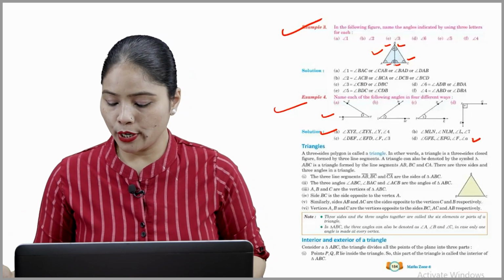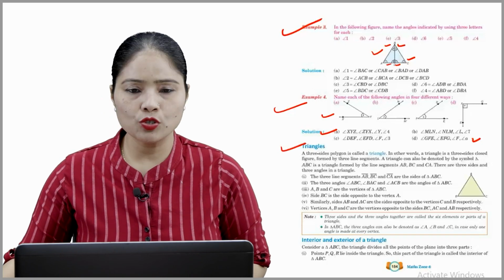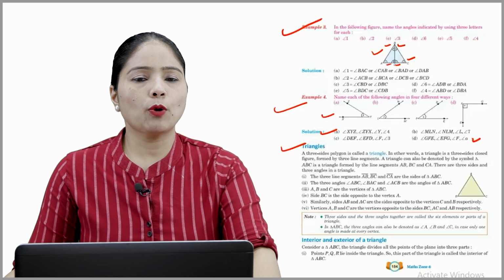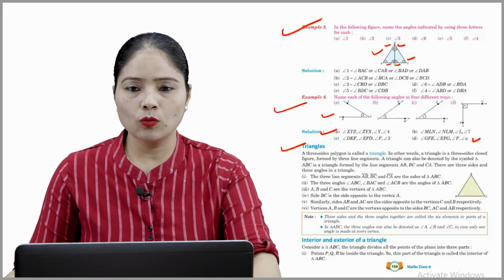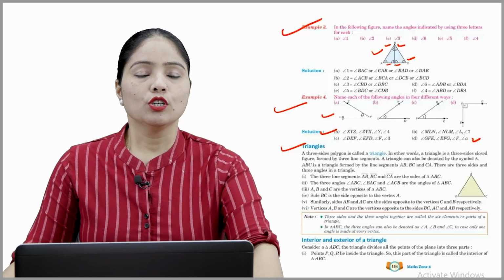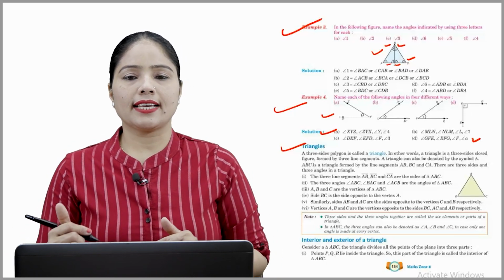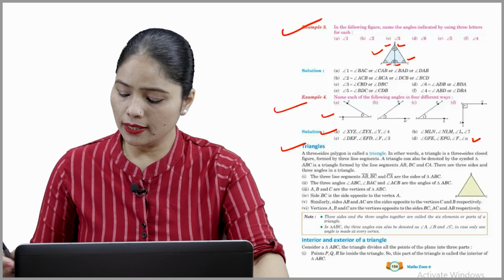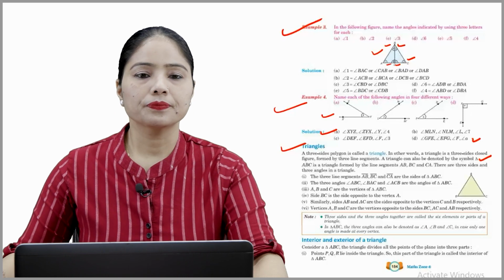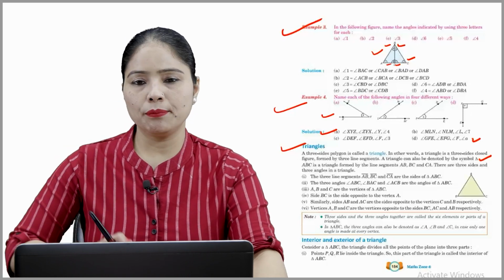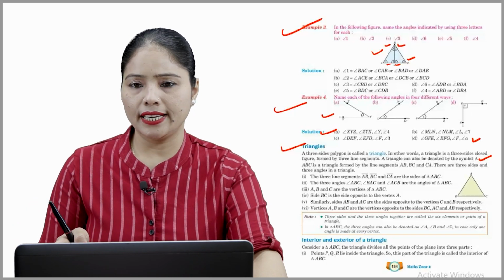ओके, आई होप यू अंडरस्टूड वेल. सो नाउ मूव ऑन ट्राइंगल्स. A three-sided polygon is called a triangle. In other words, a triangle is a three-sided closed figure formed by three line segments. A triangle can also be denoted by a symbol like this. ABC is a triangle formed by the line segments AB, BC and CA.